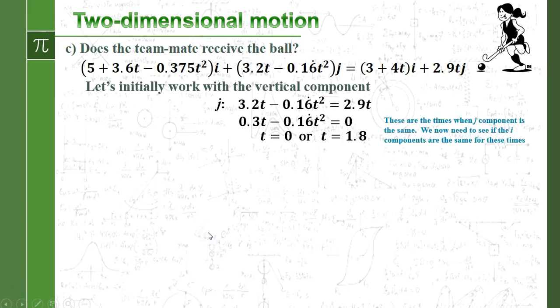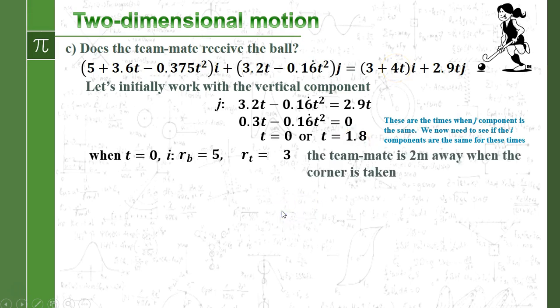Now we need to check those values of t against our i components. For t equals 0, we know that's not going to work, but let's have a look anyway. When t equals 0, the ball is 5 metres in from the corner flag, which we already knew, and our teammate is 3 metres in from the corner flag. Then for t equals 1.8, putting 1.8 into the i component for the ball gives a value of 10.265. And putting 1.8 into the i component for our teammate gives a value of 10.2.